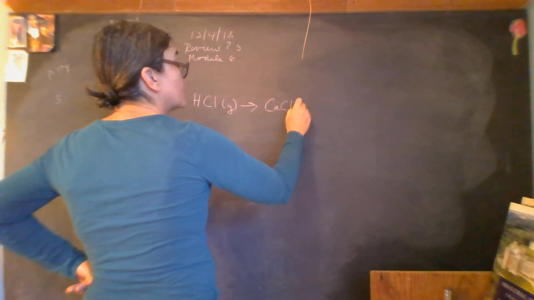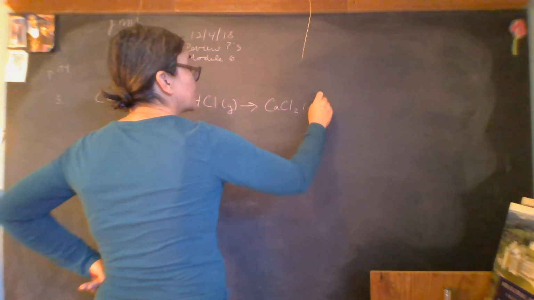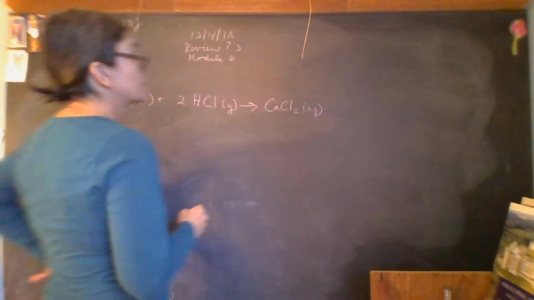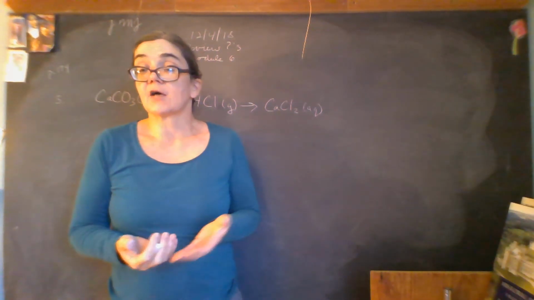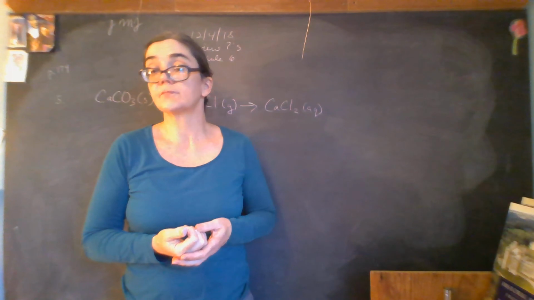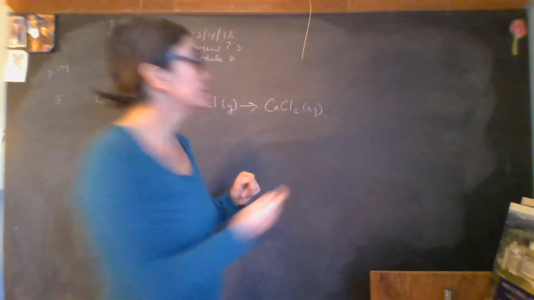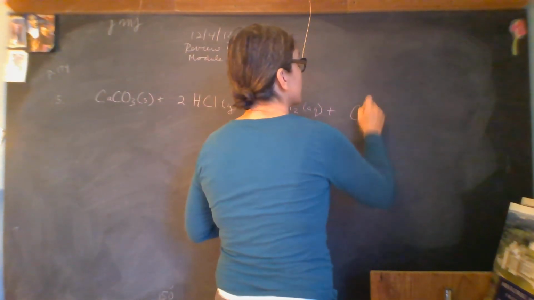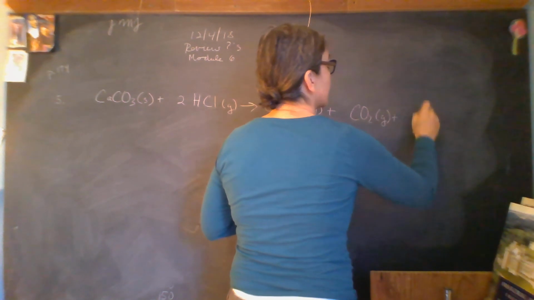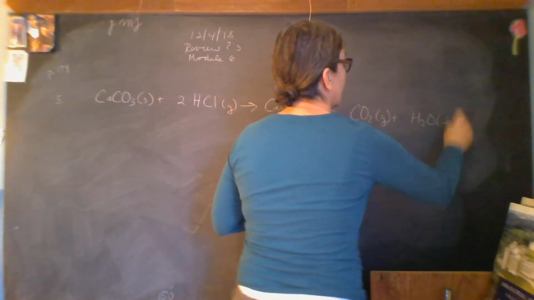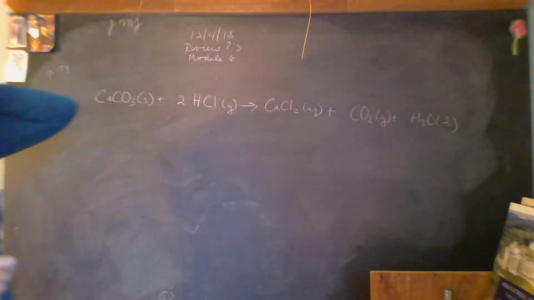CaCl2(aq). Aqueous means it's dissolved in water. Plus CO2(g) plus H2O(l). Gas and liquid. So it refers to the phase. Which is water.